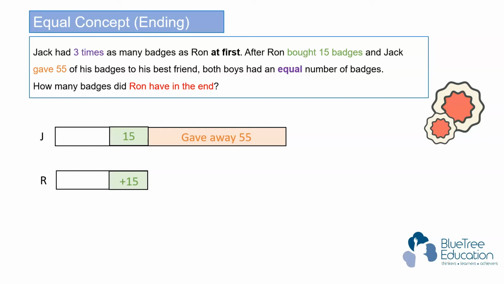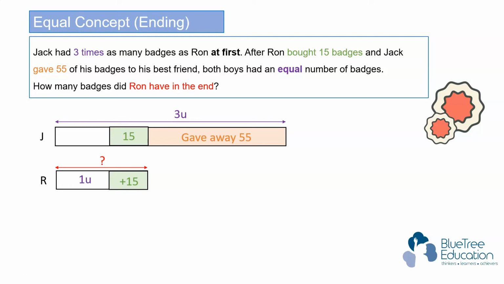So now let's take a look at the first sentence. They say that Jack had 3 times as many badges as Ron at first. This means that this will be 3 units for Jack and this will be 1 unit for Ron. So now the question is asking us to find out how many badges Ron had in the end. So this is what we are trying to find out here.